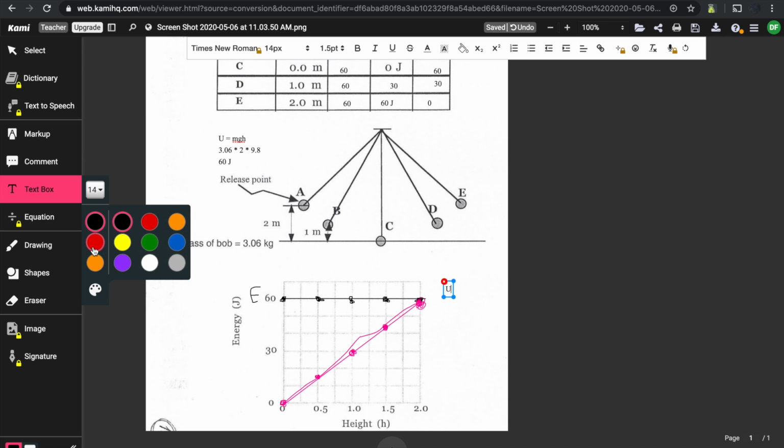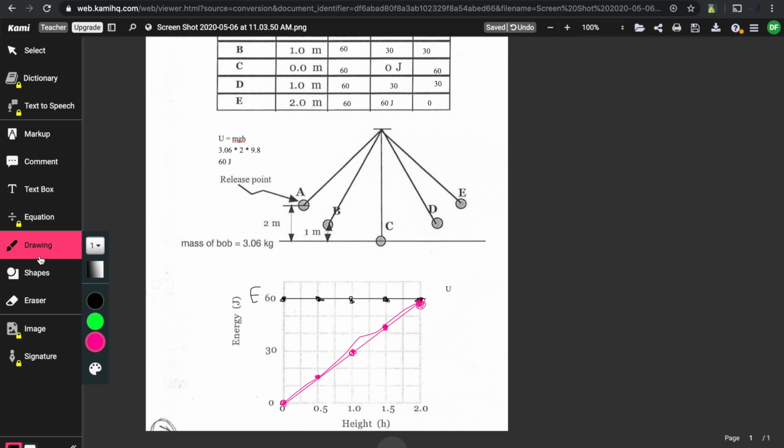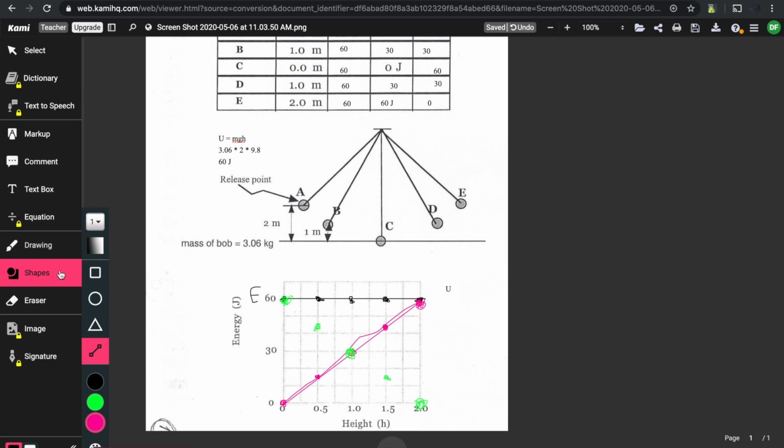So let's change colors again, and let's do green. And kinetic energy. At 0 height, the kinetic energy is the maximum. Okay? At 2 meters, kinetic energy is 0. This is harder to see. In the middle, it's at 30, and so it's halfway between there, and then halfway between there, and now we're going to draw a line of fit.